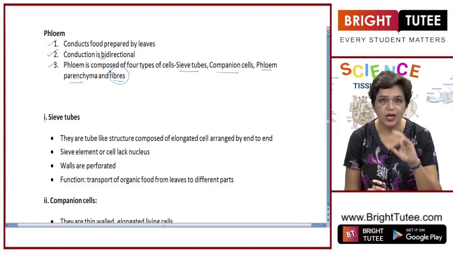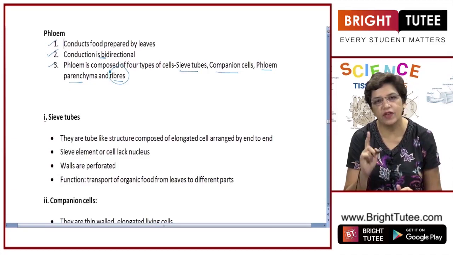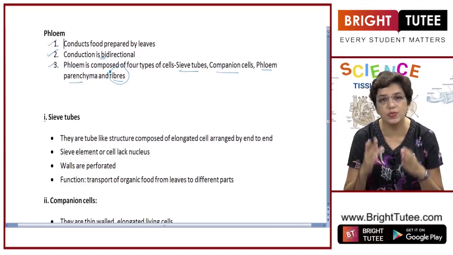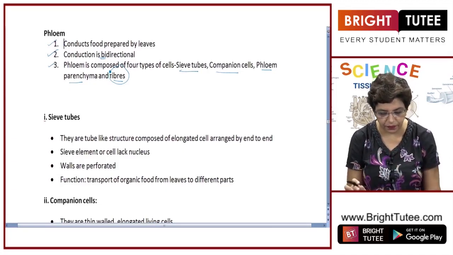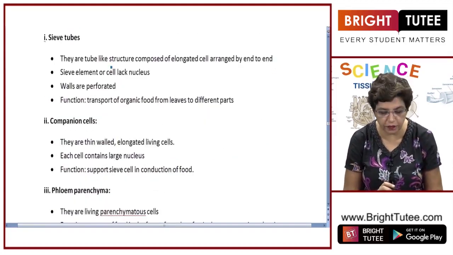In xylem, I told you, three parts are dead, only one is living. In this, three parts are living, only one part is dead. So it contains more of the living cells. So a little detail about these four parts. First is the sieve tubes.